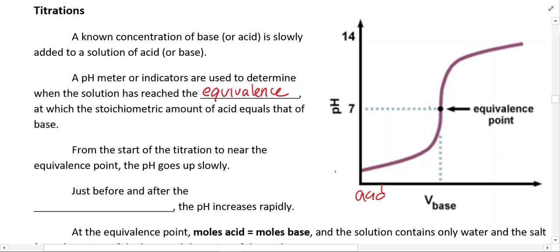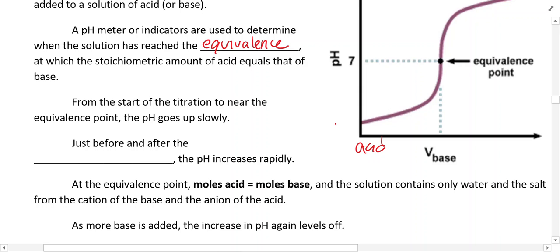And as we add it, the pH is increasing, and you'll notice that there's this almost straight up and down portion of the curve. So that's where your equivalence point is going to occur. That's when the concentration is changing so dramatically that it causes almost a straight up and down line. So just before or after the equivalence point, the pH is going to increase rapidly.